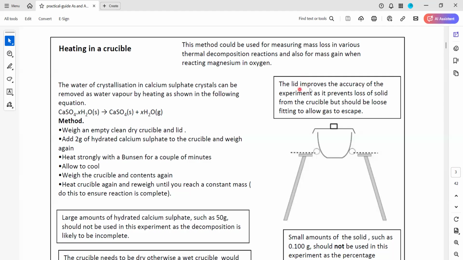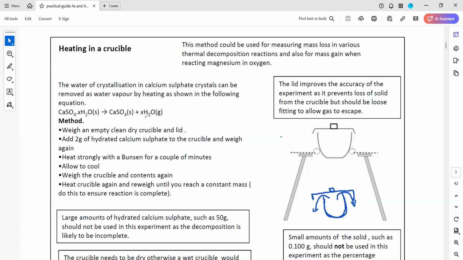The purpose of the lid is to improve the accuracy of the experiment, as it prevents the loss of solid from the crucible. Usually the lid of the crucible is a bit bigger than the opening of the crucible, so that some of the gas can escape.